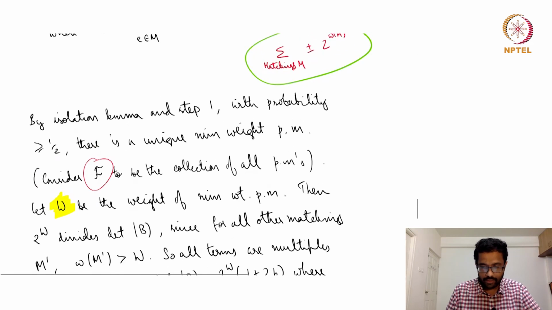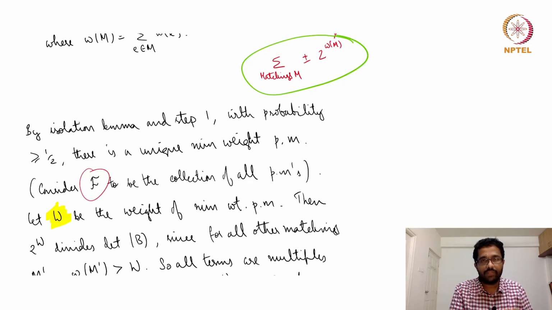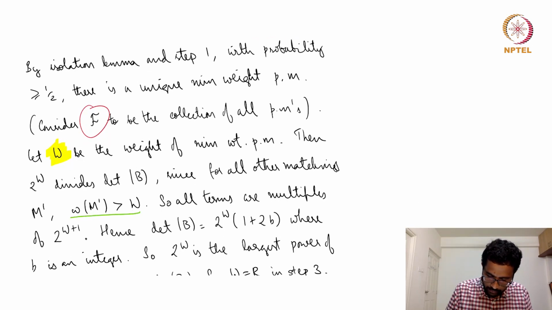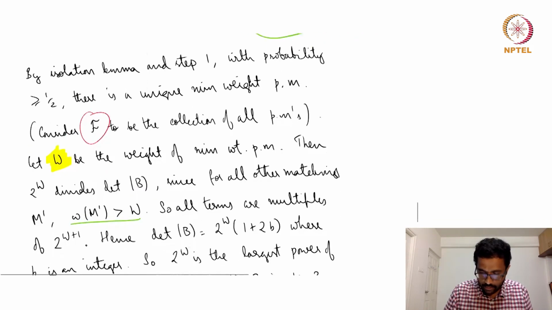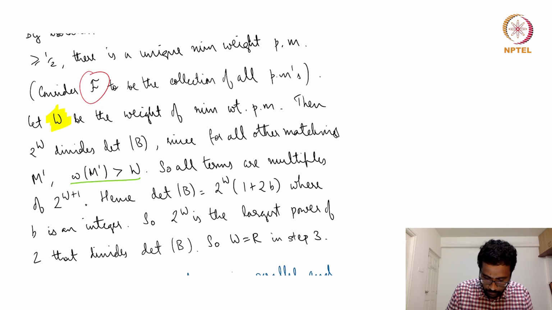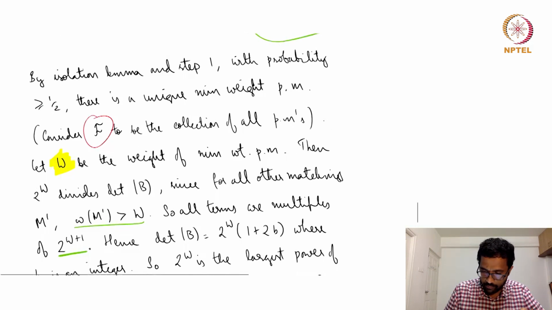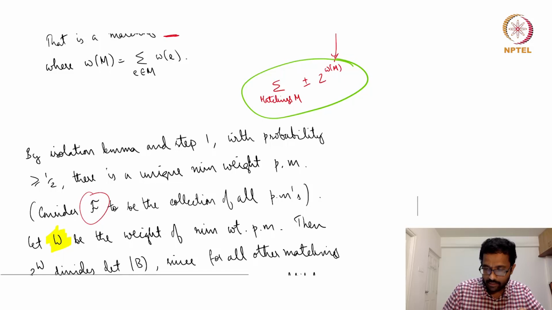Again, we are in the case where there is a unique min weight perfect matching. So for all the other matchings M prime, the weight of M prime is strictly greater than W. That means all the other matchings contribute at least 2 power W plus 1. They could be 2 power W plus 2, or 2 power W plus 3, or 2 power W plus 100, but at least 2 power W plus 1. So the determinant of B, there could be plus or minus of all this.